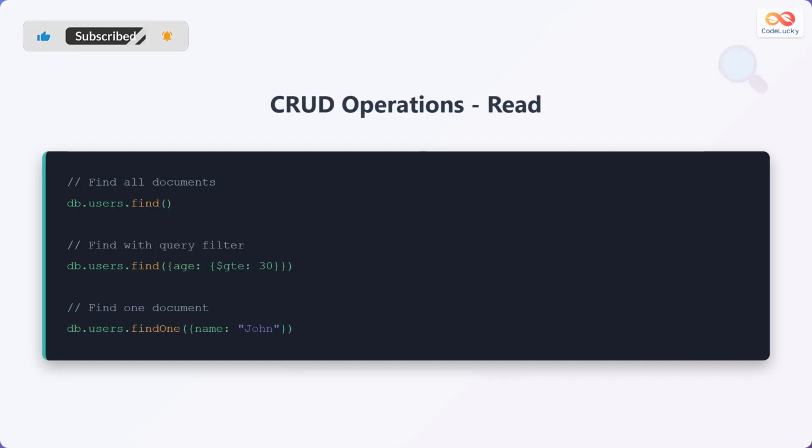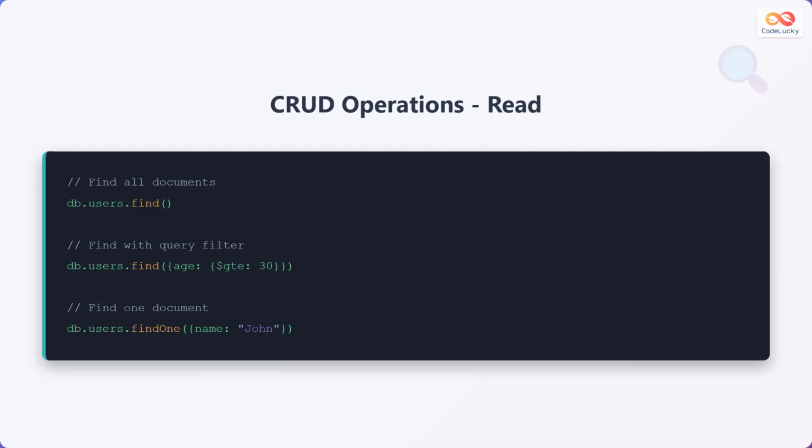Next, let's look at read operations. To find all documents in a collection, use the find method without any arguments, like so, db.users.find. To find documents based on specific criteria, pass a query filter as a JavaScript object to the find method. For example, to find all users with an age greater than or equal to 30, use db.users.find, and then within curly braces, type age, $gt 30.